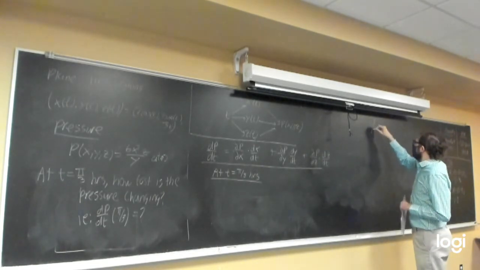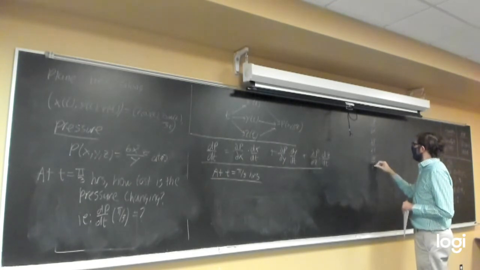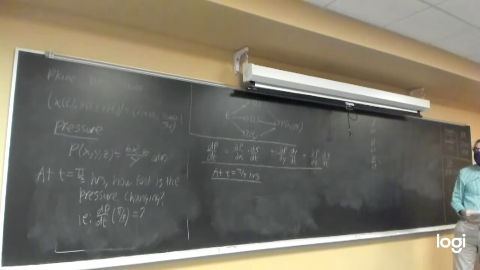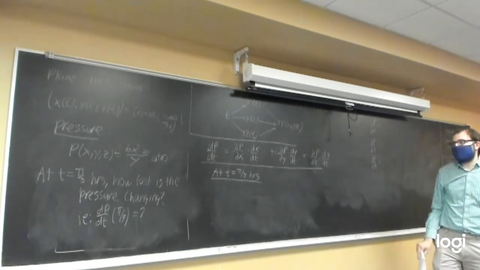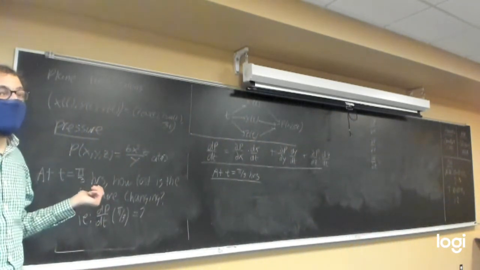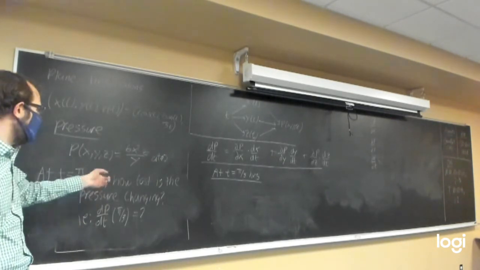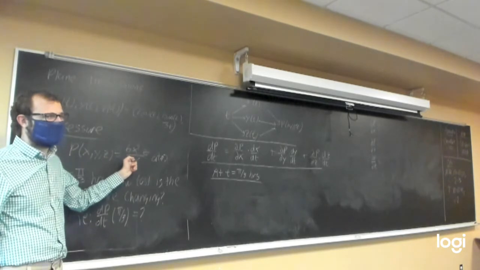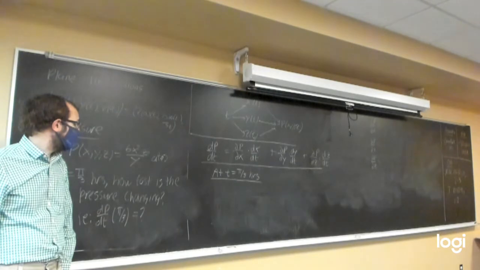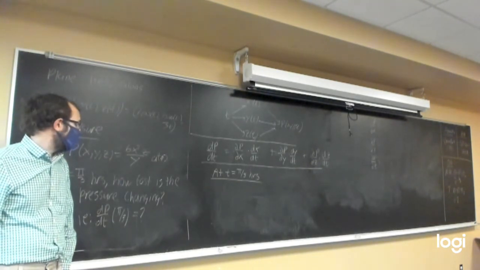We'll need ∂p/∂x, ∂p/∂y, and ∂p/∂z. If we differentiate p with respect to x, if p is equal to 6x² z over y, Lindsay, what are we going to get if we differentiate this with respect to x? It would be 12zx over y.